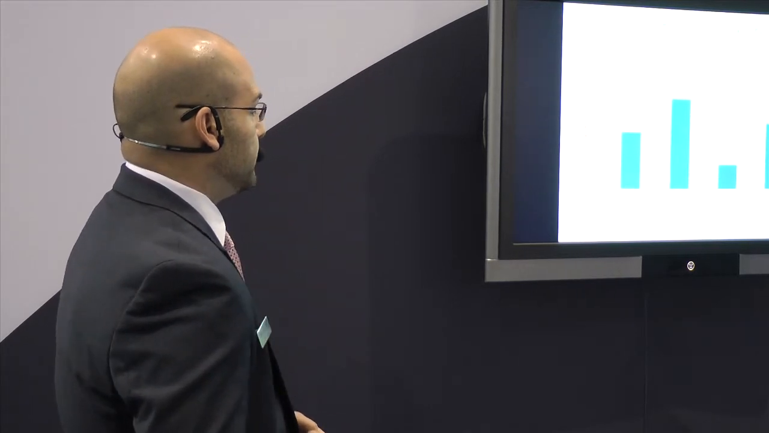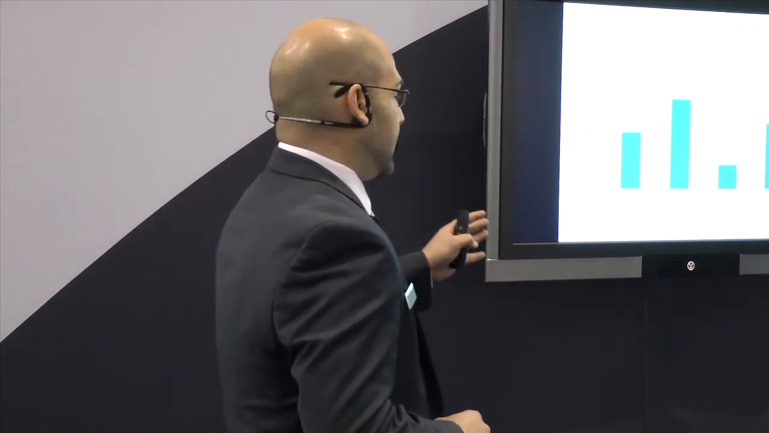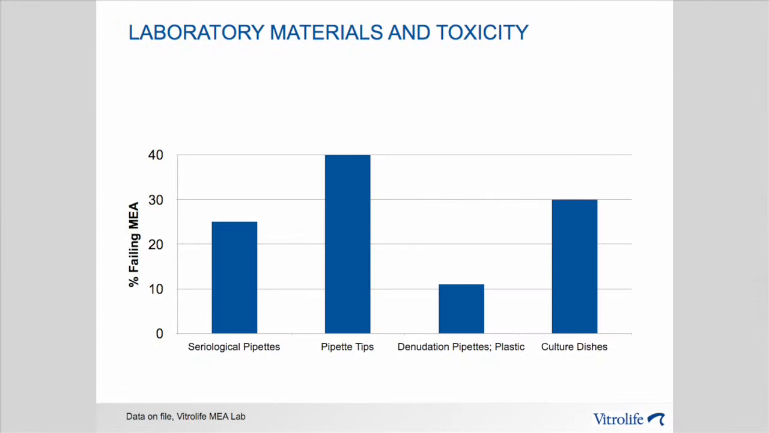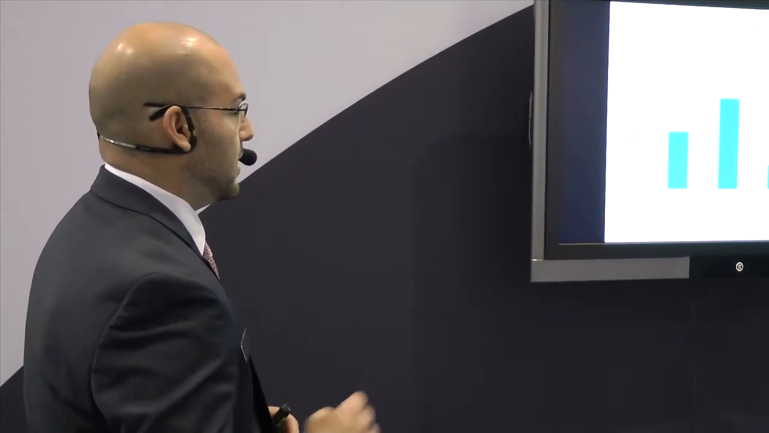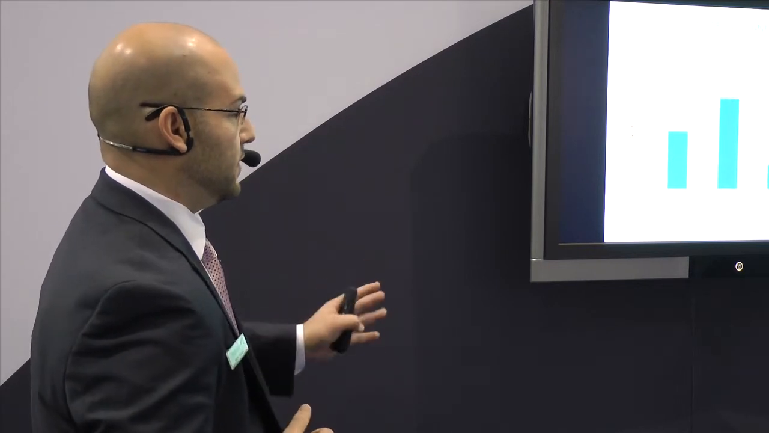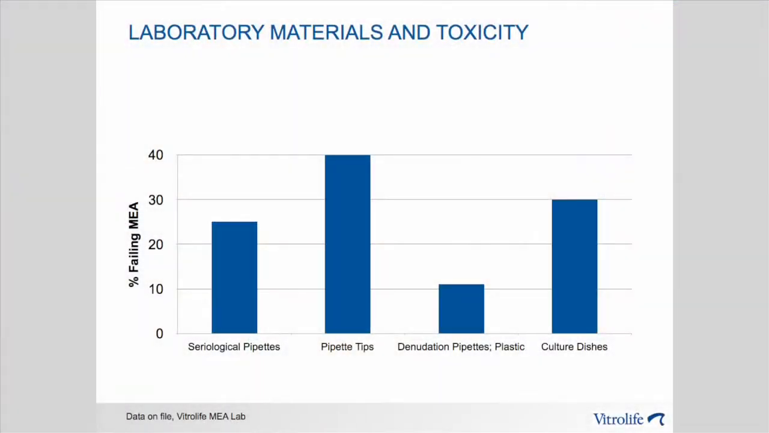Looking at some of the consumable materials that we're actually using in the laboratory for processing embryos, serological pipettes, 25% of the lots that come through for testing fail MEA. Pipette tips, 40%. So we use a very specific type now, and that's limited the amount of failing that we actually see. Denudation pipettes, this is old data, back from the days when plastic pipettes were used, maybe 2005, 2006 in the laboratory when David Gardner ran the lab. About 12% of those lots fail. And then culture dishes, 30% of the lots fail MEA when they're processed for pre-screening.